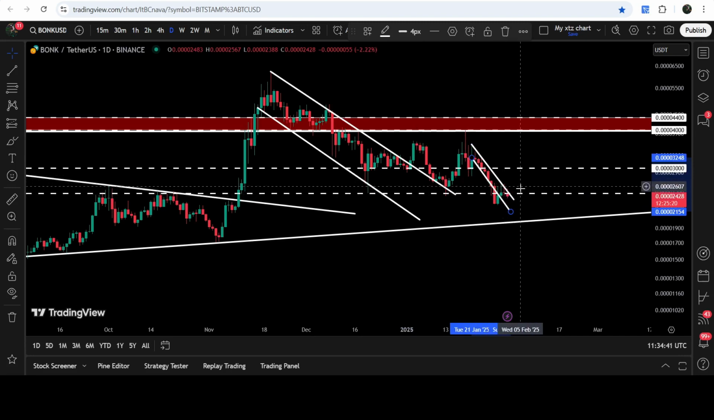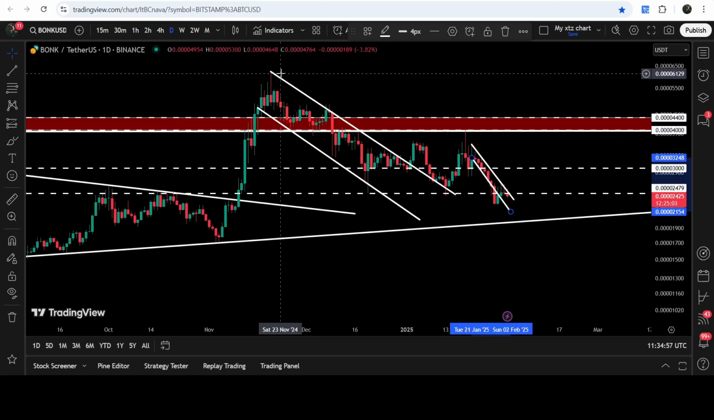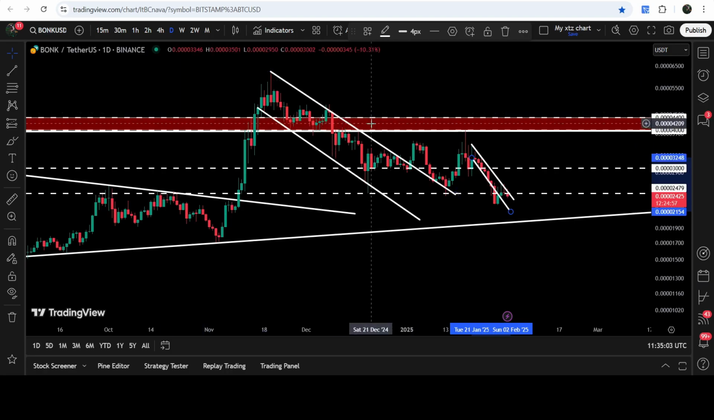However, if this candlestick will be closed on the daily time frame chart below this support, then I'm expecting that soon we may test this support. And this breakout from this channel will be also invalidated. However, if the price is recovered back, then we can expect that the price can hit the target for the breakout from this channel. That will be here at the top of the channel, approximately at 0.000061. And if the price reaches there, then we can also break out this long-term resistance zone as well.